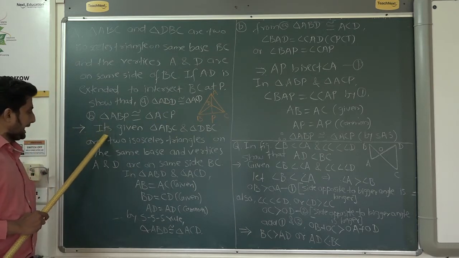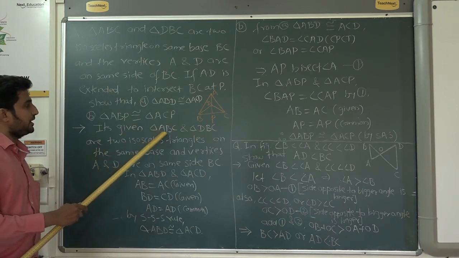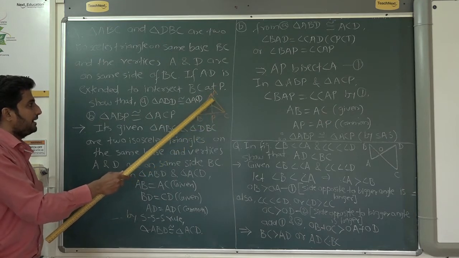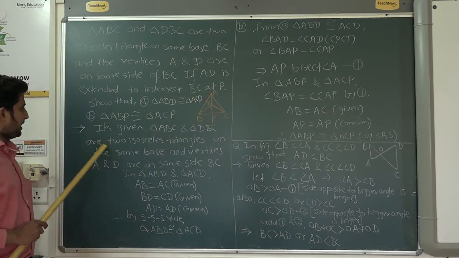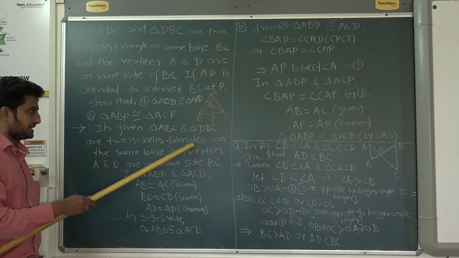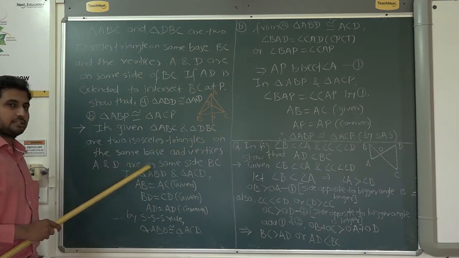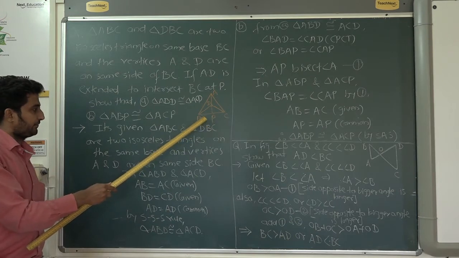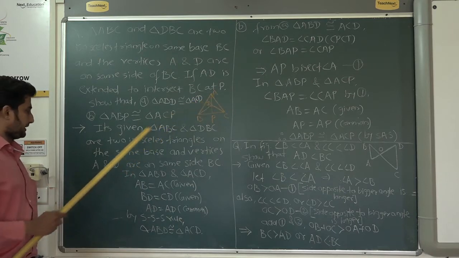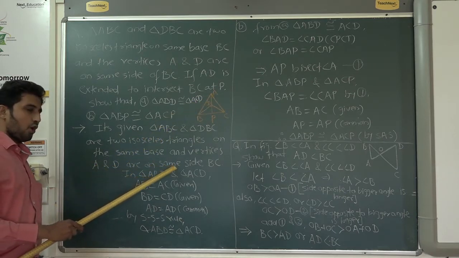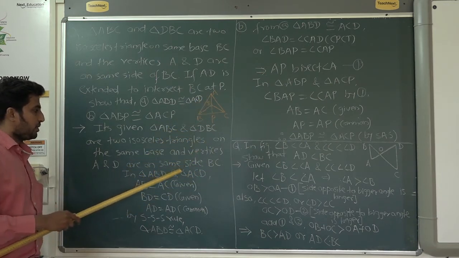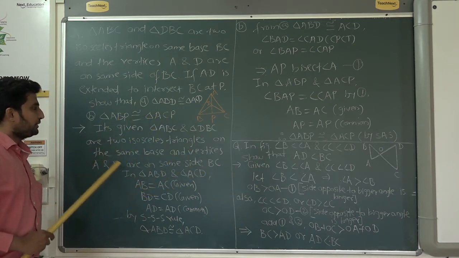Look here. It's given that triangle ABC and triangle DBC are isosceles triangles. They are given on the same base, the base is common here, and vertices A and D are on the same side of BC. This is the given data.